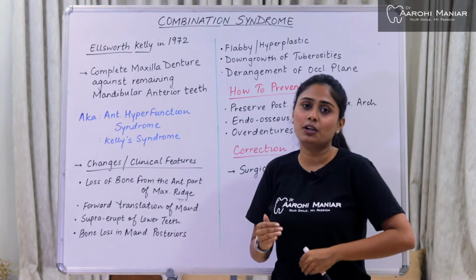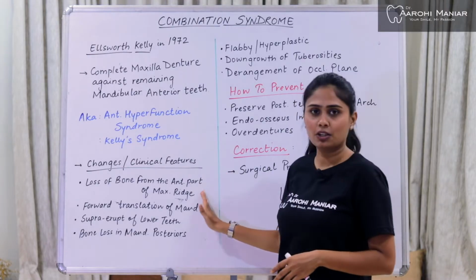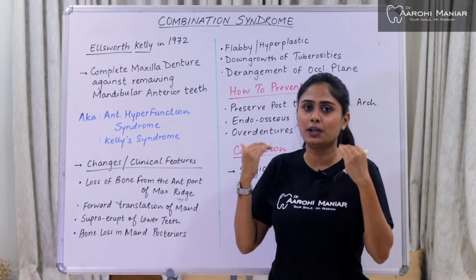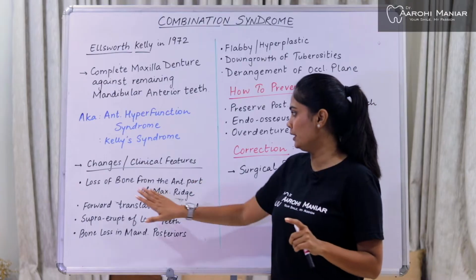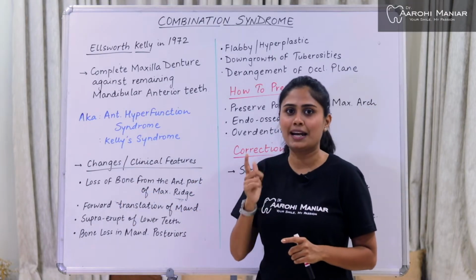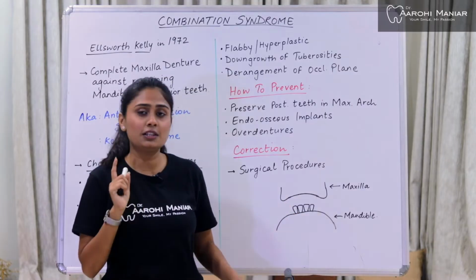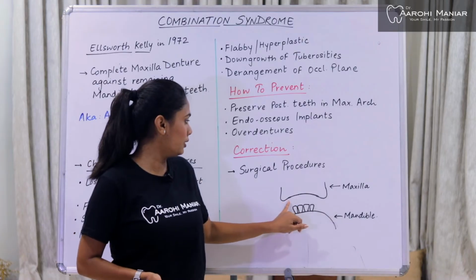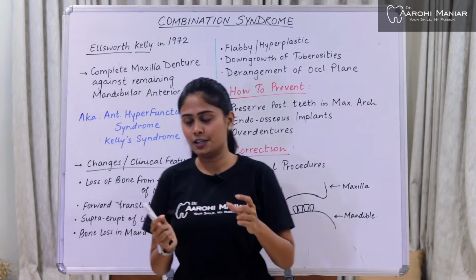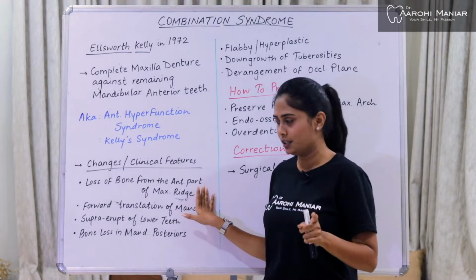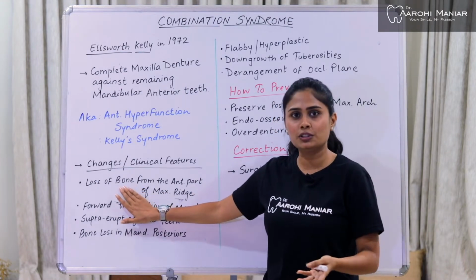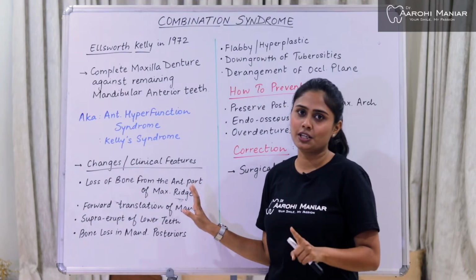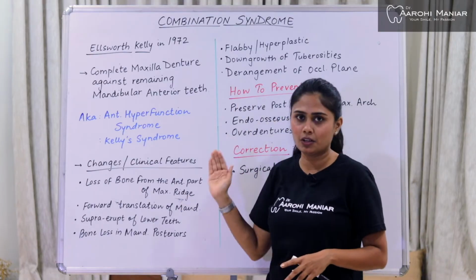What are the changes or clinical features that occur in combination syndrome? First we will look at all the changes in the mandibular arch, and after that we will see what happens in the maxillary arch. The first point is the loss of bone from the anterior maxillary region. This is the first change to happen in combination syndrome, that is why I have put it in the first point. There is loss of ridge and teeth from the anterior maxillary ridge area. So loss of bone, and as the bone is lost, even our teeth are lost. Loss of bone from the anterior part of the maxillary ridge is the first clinical feature that happens in combination syndrome.